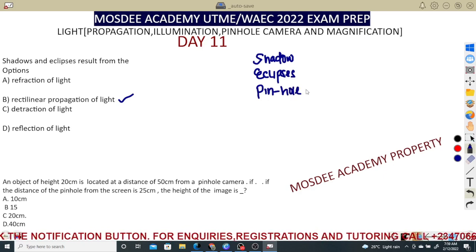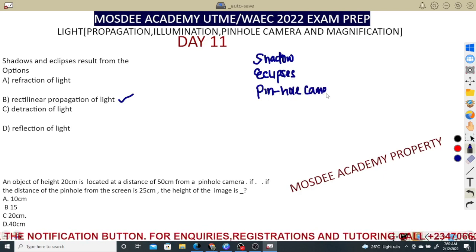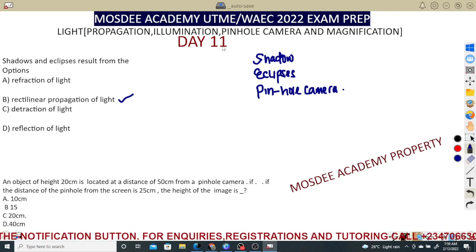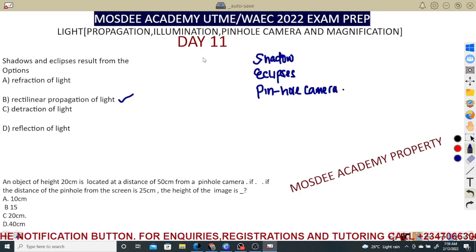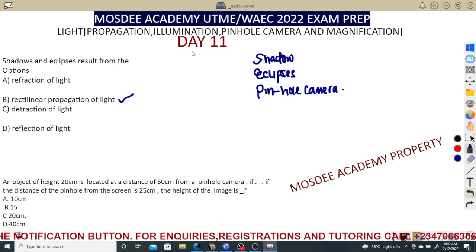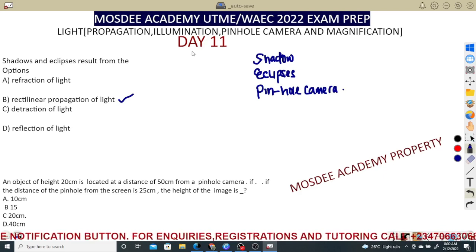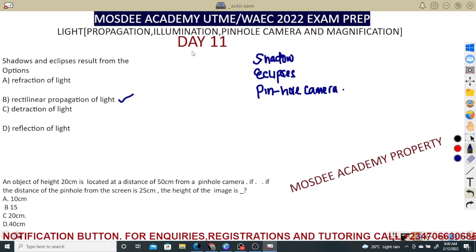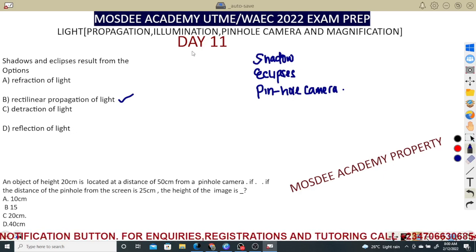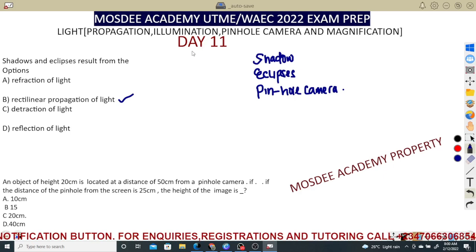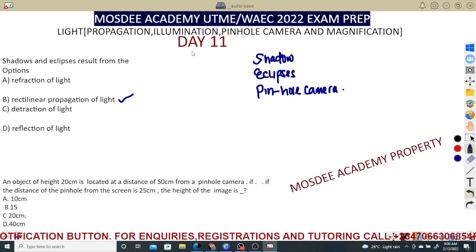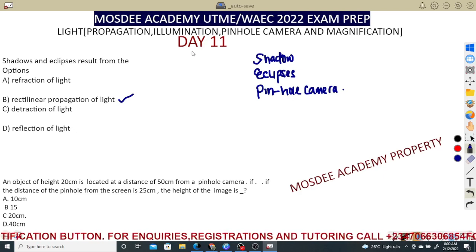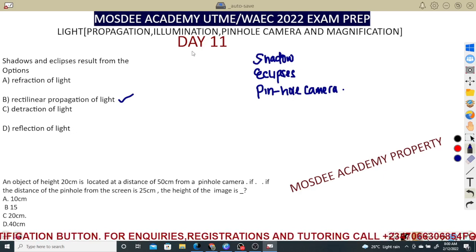I think the pinhole camera is more like what the academic team are going to focus their questions on in this chapter. So the introductory chapter to light is just the propagation, the illumination, the pinhole camera, the magnification of the pinhole camera, and nature of images. So we move to the next one. This is a direct question. Light travels in a straight line. The process by which it travels in a straight line is called linear propagation of light.